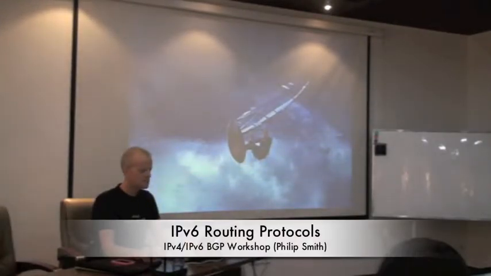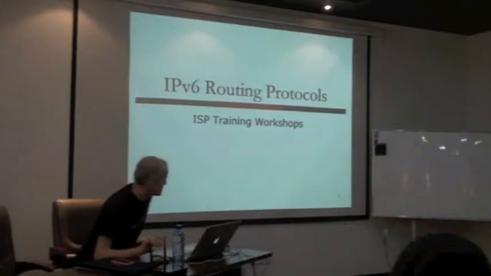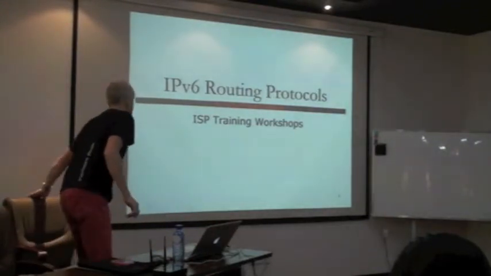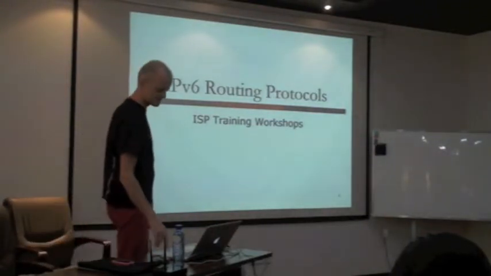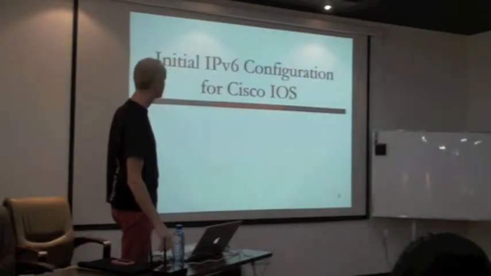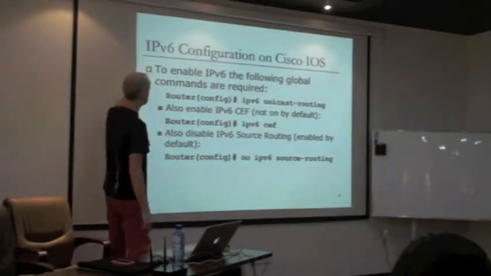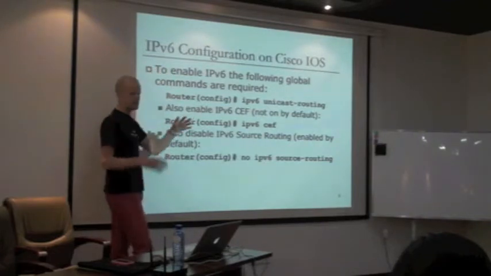And the next thing we'll look at is the routing. Okay, so let's look at that. The V6 routing. Before we even do that, we'll look at how we're going to configure V6 on Cisco routers. So, to enable V6, we need to do this.